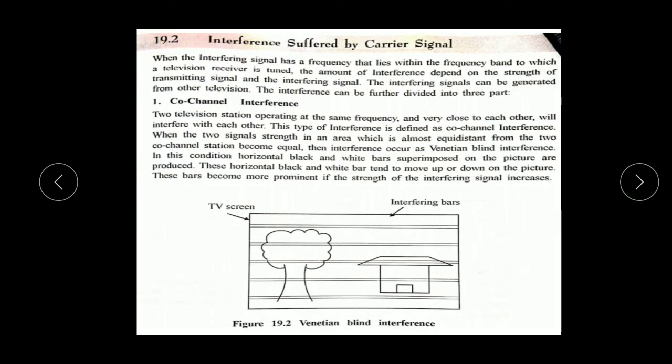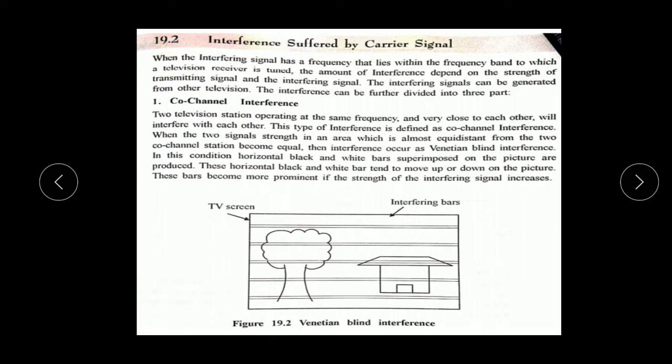Now we discuss the interference suffered by the carrier signal. When the interference signal has a frequency that lies within the frequency band to which a television receiver is tuned, the amount of interference depends on the strength of the transmitting signal and the interfering signal. The interfering signal can be generated from other televisions. The interference can be further divided into three parts.